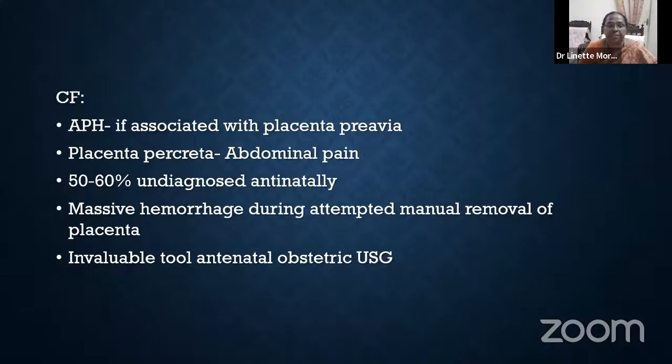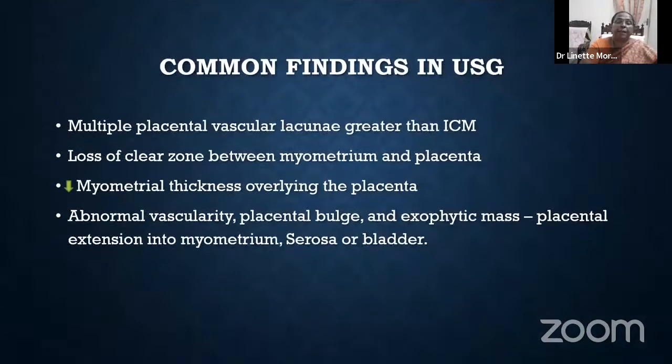placenta is attempted. So, an invaluable tool is an antenatal obstetric USG, which helps to localize the placenta and also tells you about the type of placenta that is present. Now, what are the common findings in a USG? There may be multiple placental vascular lacunae, greater than 1 centimeter.